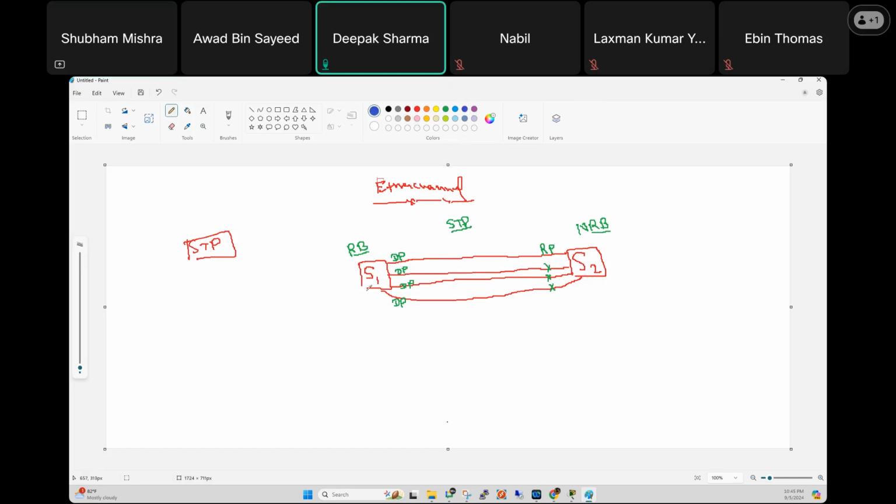Now, for example, here one PC number 1 is connected and here one PC number 2 is connected. If PC number 1 sends any packet, it will reach the switch. What will the switch do? The switch will forward this packet through the DP, this link. Yes or no?